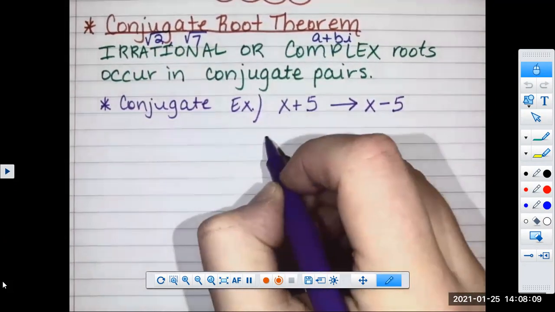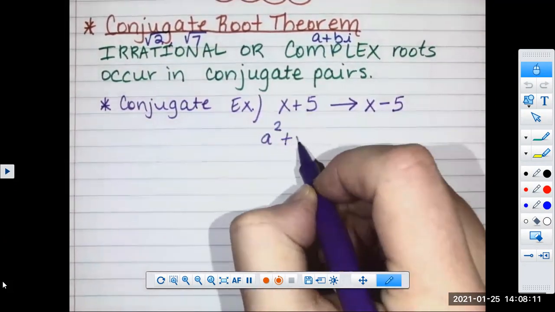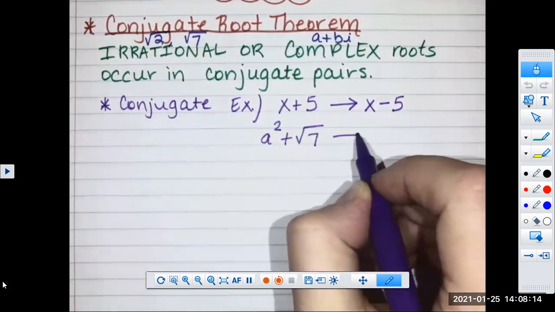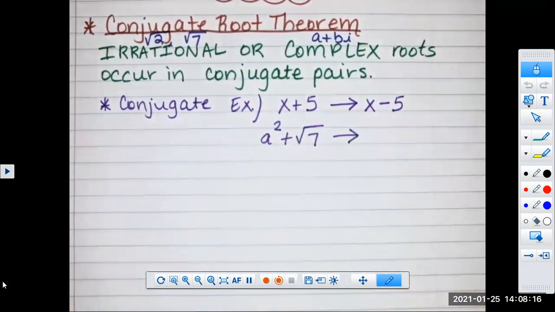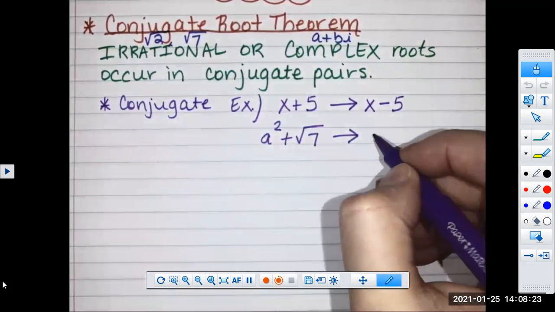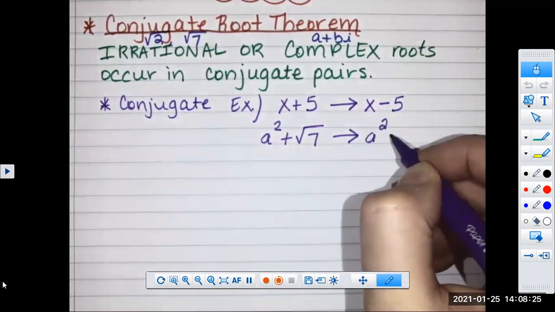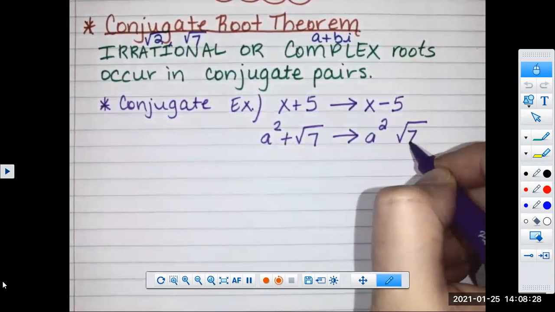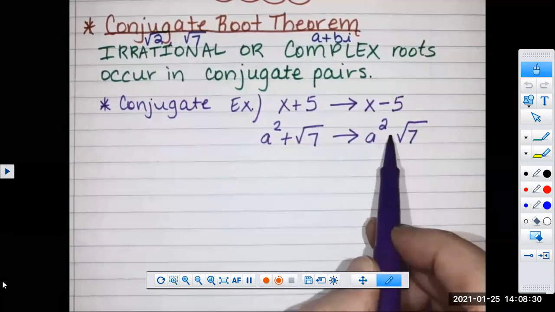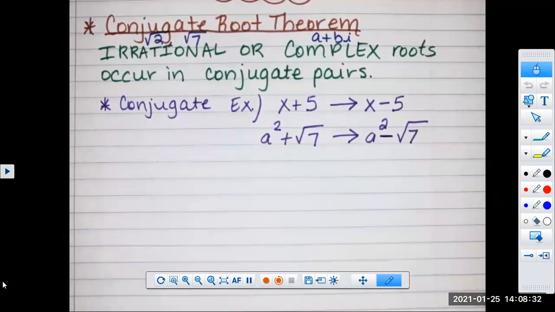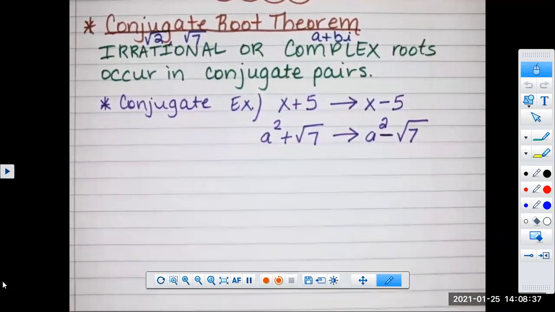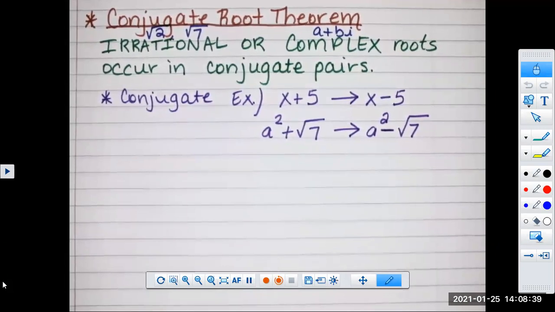So if I've got a squared plus root 7, what is its conjugate pair? It would be a squared what? Minus root 7. It'd be a squared minus root 7. I didn't hear what you said. I'm sorry, what'd you say? Oh, okay. Root 7, yeah, is part of it.